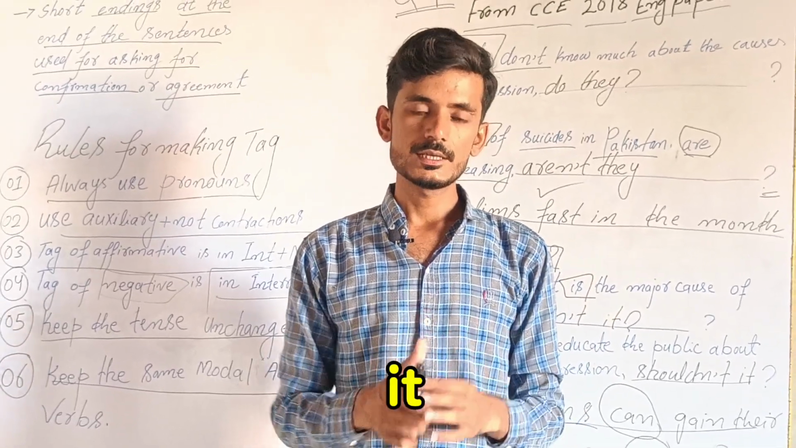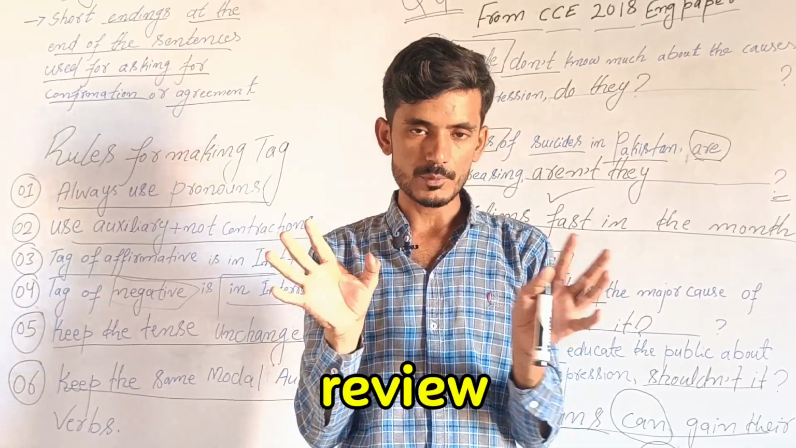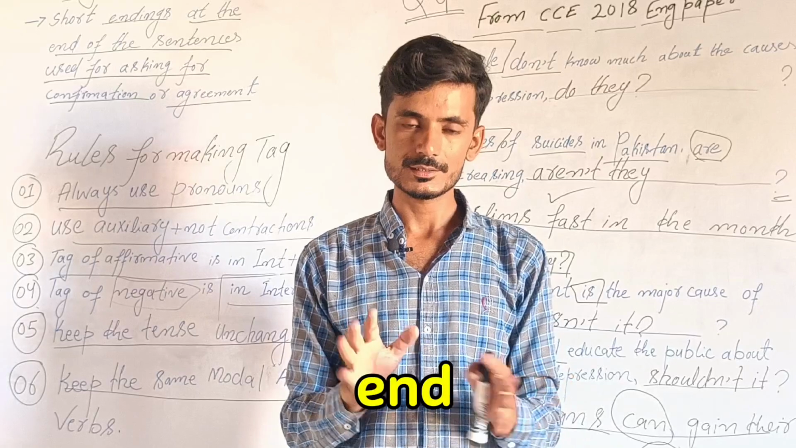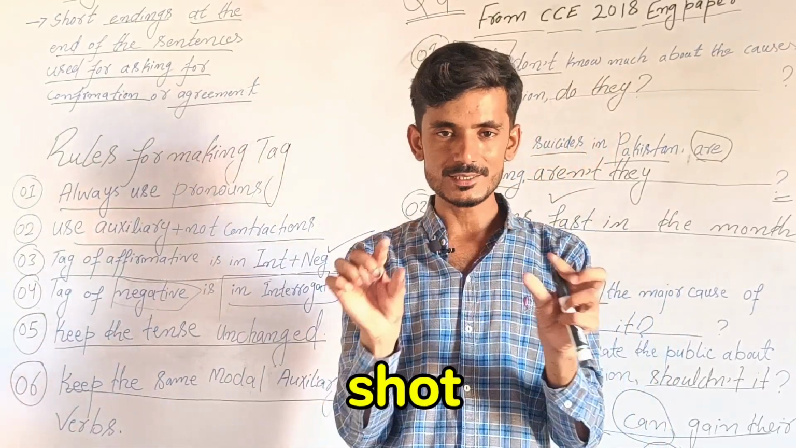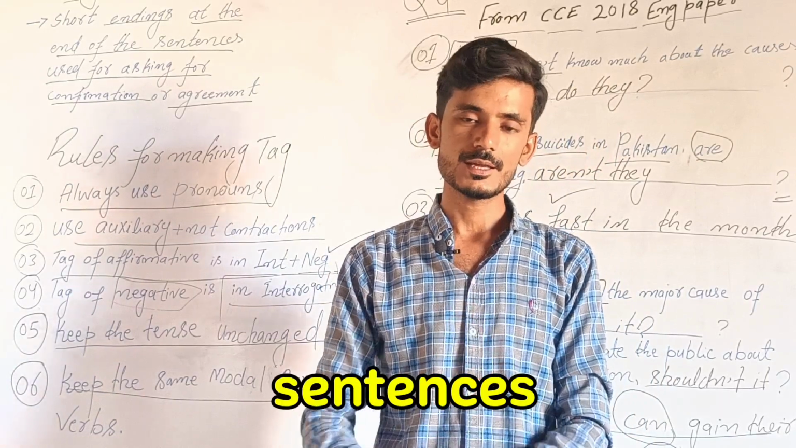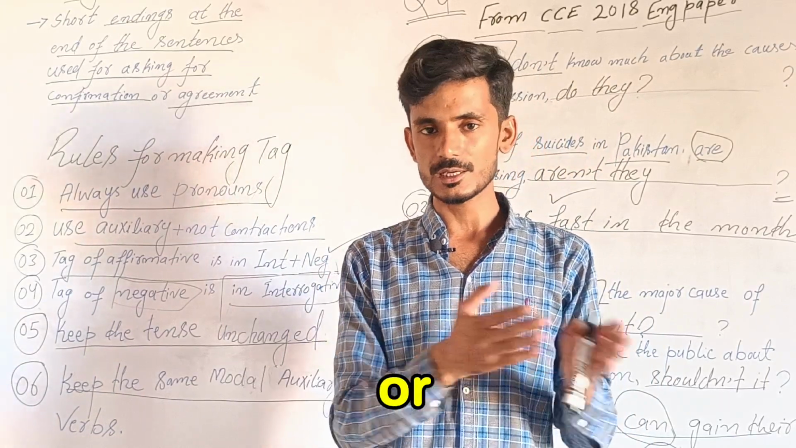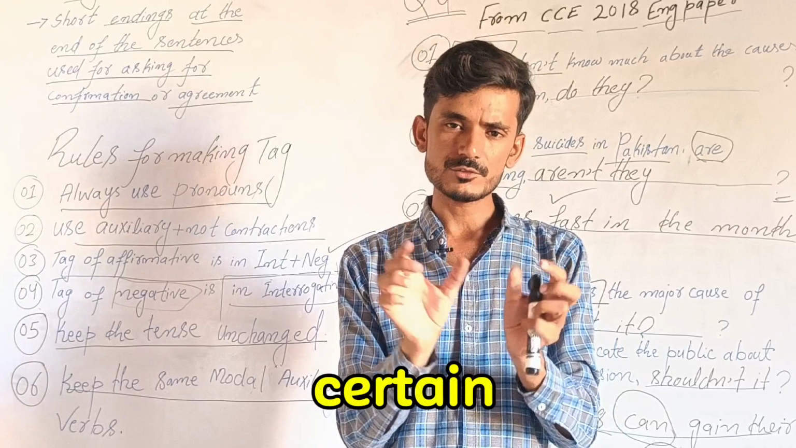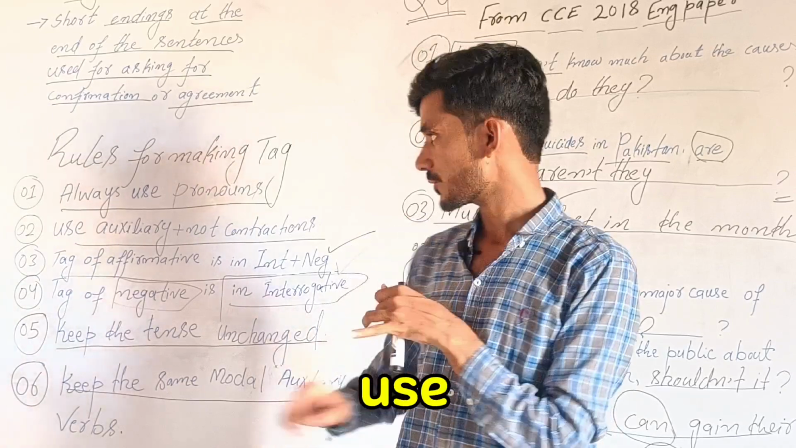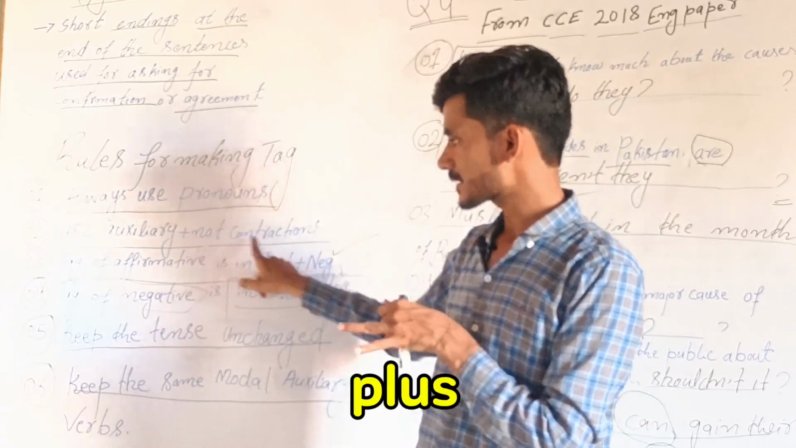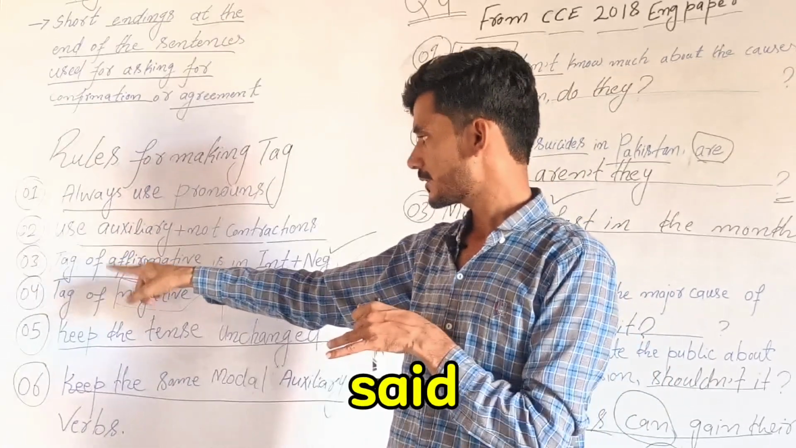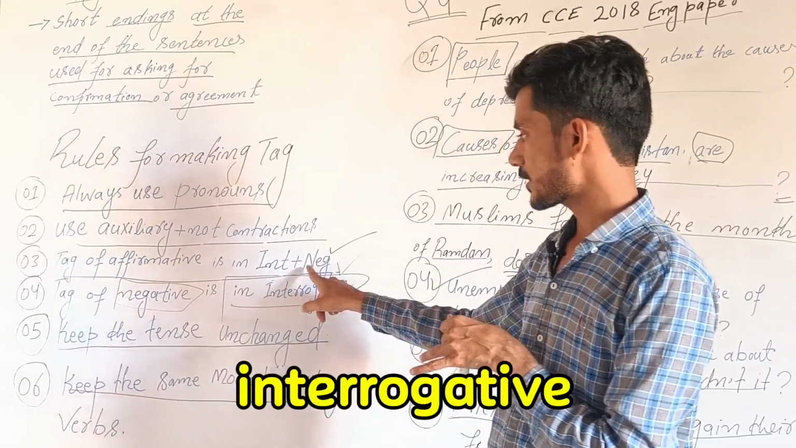We have solved it. So let's have a brief review about our topic and then we are going to end it. Dear students, we were studying tag questions. Tag questions are simply short endings which are given at the end of the sentences. They are used for asking for confirmation or agreement. Tag questions have certain rules. The first rule was we have to use pronouns. Here the second rule said always use auxiliary plus not contractions. The third rule said tag affirmative is in interrogative plus negative.